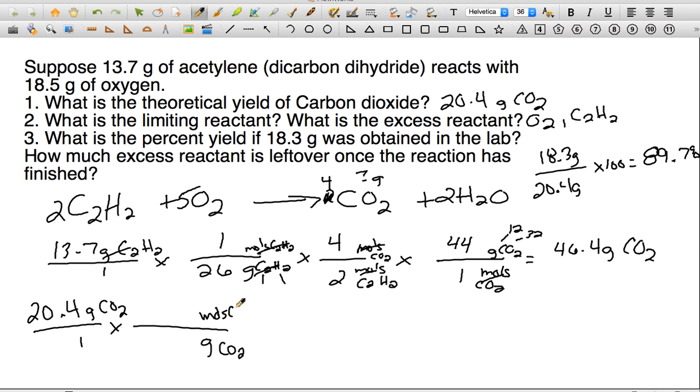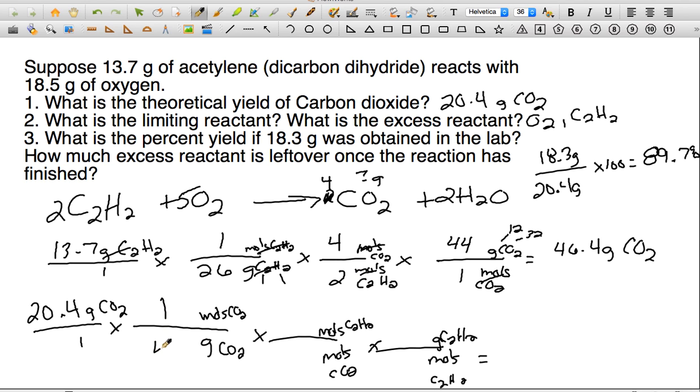Moles of CO2 goes to moles of acetylene because that was our excess reactant. And then one more. Moles of acetylene goes to grams of acetylene. So here's what I mean by it's this top reaction in reverse. Before, we went from the acetylene over to a product. Now we're going from our product over to how much acetylene we need. So grams to moles, 1 mole is 44 grams. It's just this step flipped.